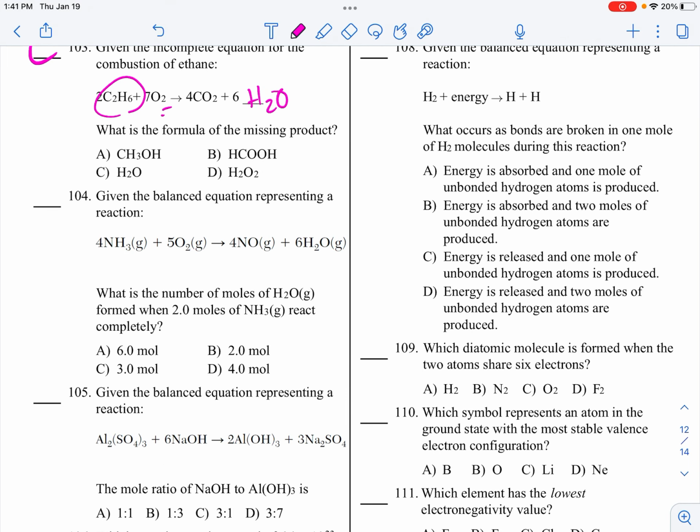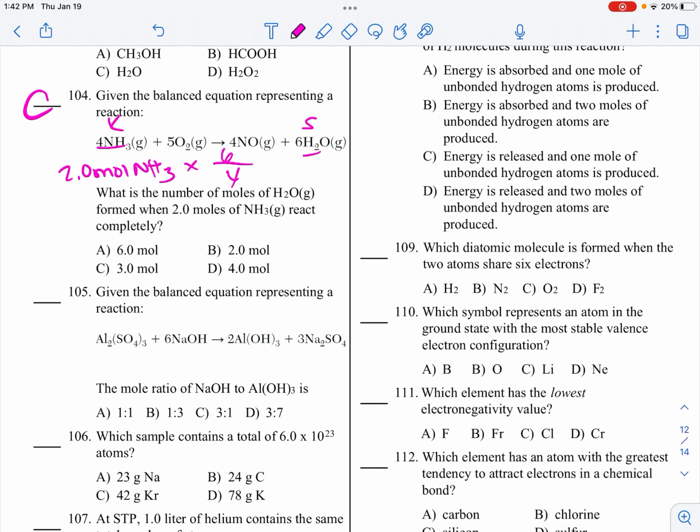Okay, stoichiometry. First of all, we got a balanced reaction. I have 2 moles NH3, so that is what I know. And I seek water. So mole to mole stoichiometry, you just seek over know, so this is a 6 over 4. So 2 times 6 is 12, divided by 4 is 3. What is the mole ratio of NaOH to AlOH3? So 6 to 2. That's not there, but 1 to 3 is there, which is a 3 to 1.